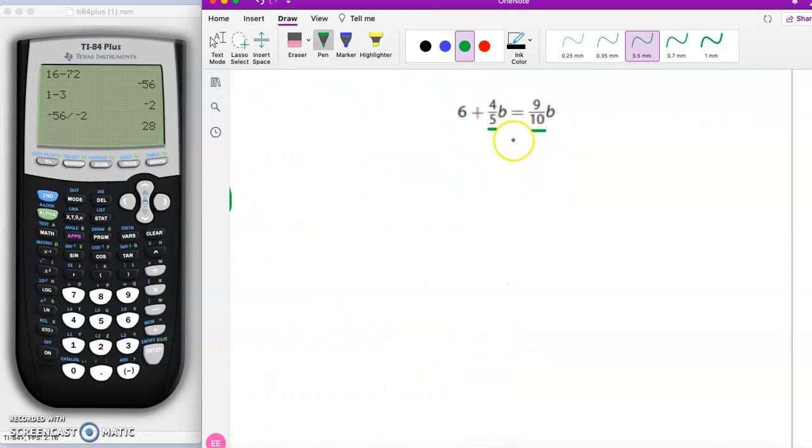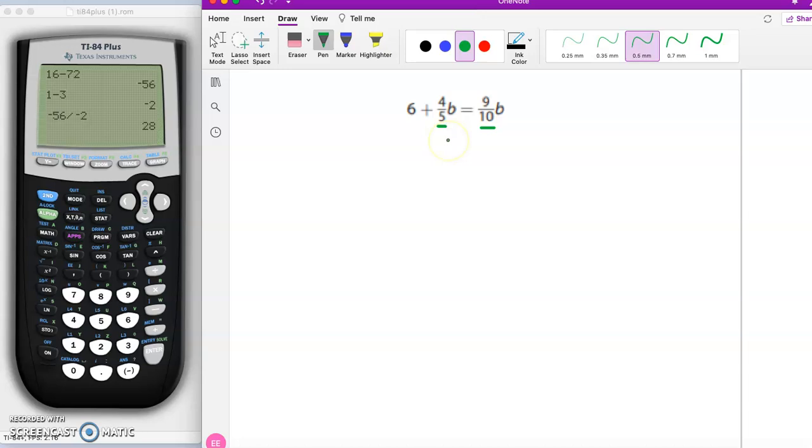This one right here, they're not the same, so we have to think of a number that they both have in common. Well, what I like to do is multiply the two numbers together. And your answer will automatically be a number that they both have in common. 5 times 10 is 50. All right, let's just multiply both sides by 50.